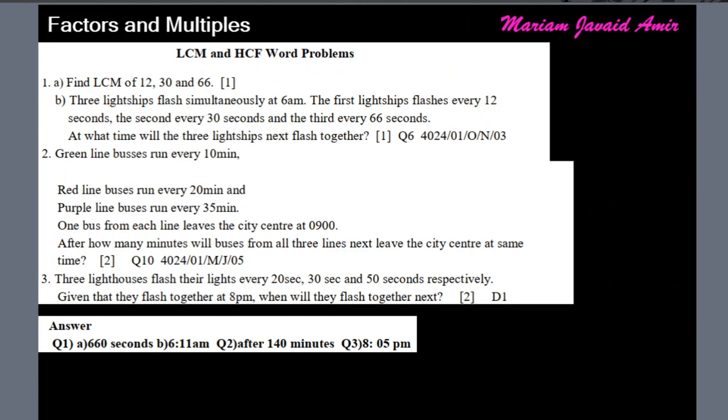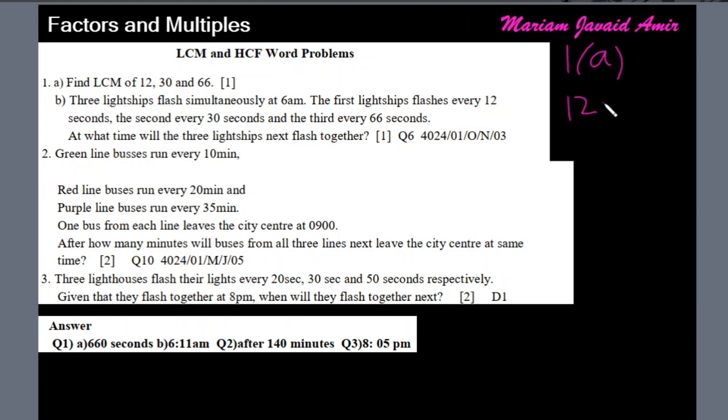Now we're doing some word problems related to HCF and LCM. Most of these questions are from either GCSE past papers or from different books, but I think they're pretty good practice questions because this topic is in our syllabus as well, so we never know how the examiner might ask it. Okay, so 1A, find the LCM of 12, 30 and 66.